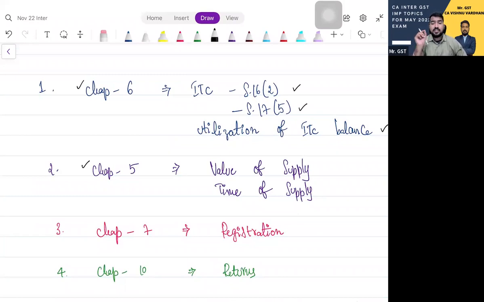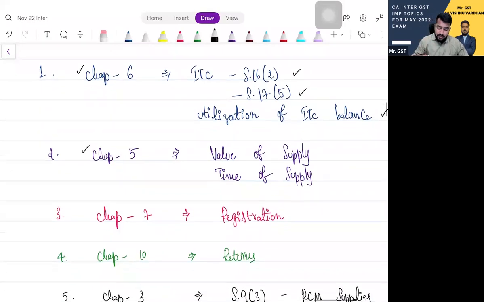In chapter 6, especially section 16 subsection 2, section 17 subsection 5, and how you utilize the ITC balance, and this rule 86B, regarding the utilization of ITC balance, the 1% limit. Please be thorough with that concept also. Then go with chapter 5, value of supply first, and then time of supply. Value of supply is a very small unit, but tested almost in every exam. So please make sure you cover that.